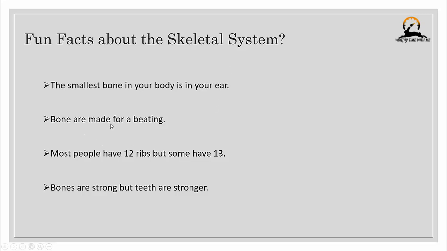Bones are made for a beating. What do I mean by this? When bones are being hit, some bones break and some don't. For the bones that don't break, we say that the bones are made for a beating. Take an example. Say like a dinosaur bone. You found a T-Rex bone.